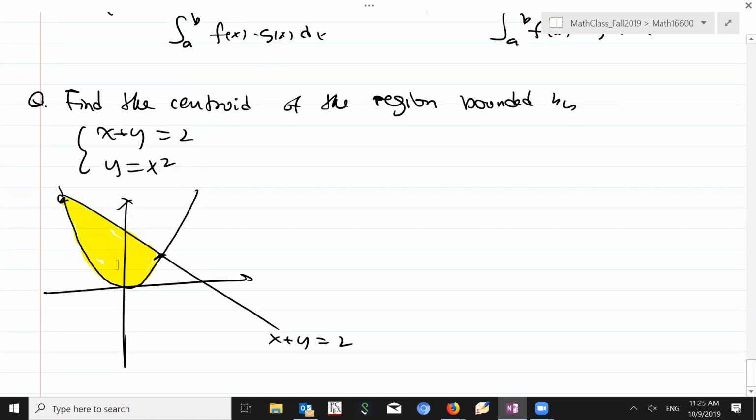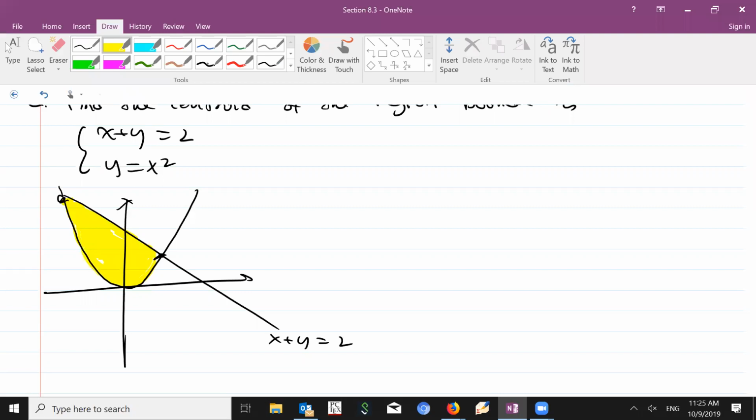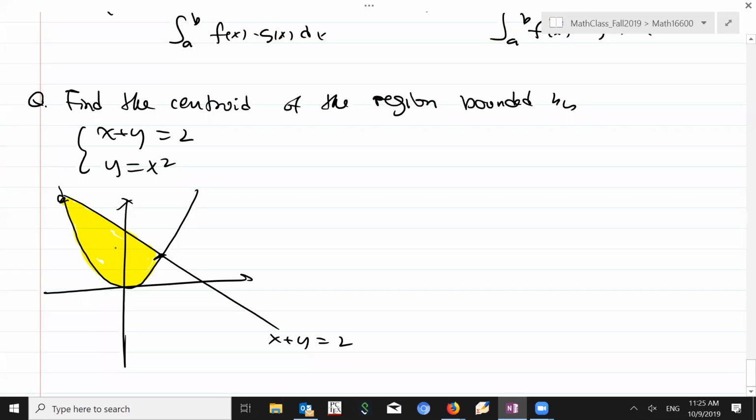When I look at the picture, I think the center is somewhere here, right? The x coordinate should be negative. The y coordinate should, of course, be positive, right? There is more area on the left-hand side than the right-hand side. So the center should be shifted a little bit away from the y-axis to the left side. This is a simple observation.